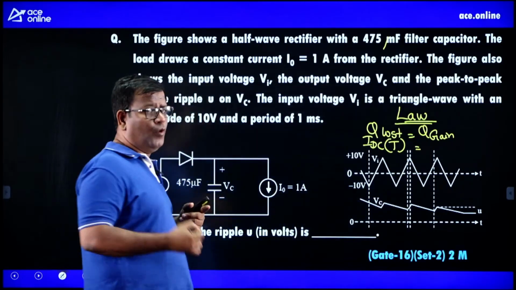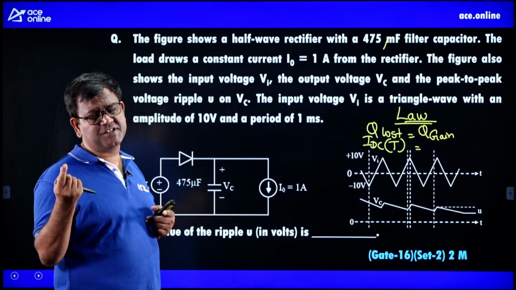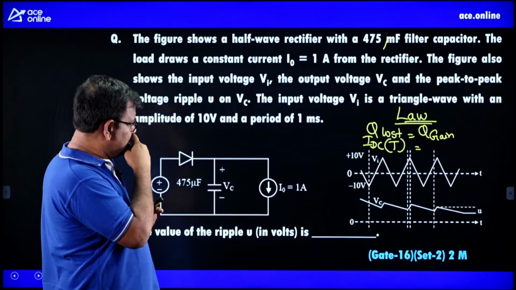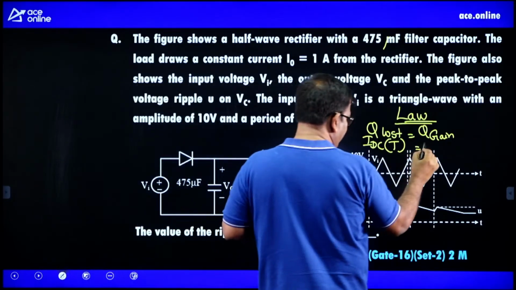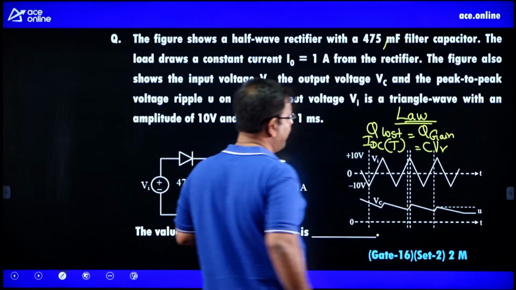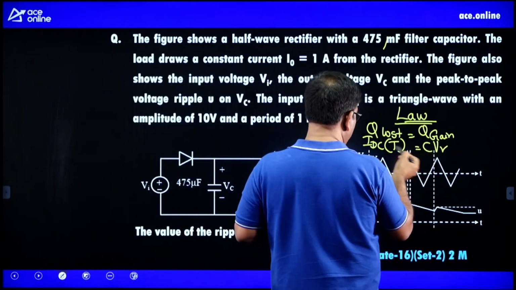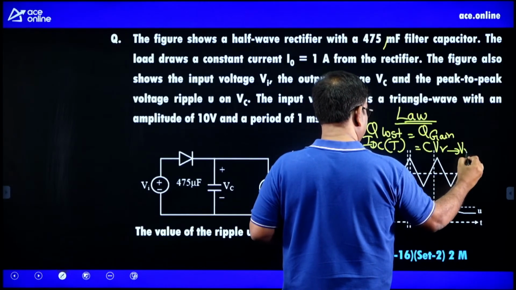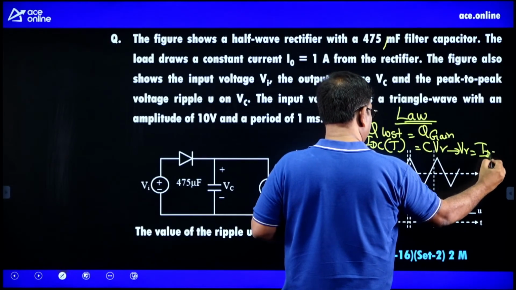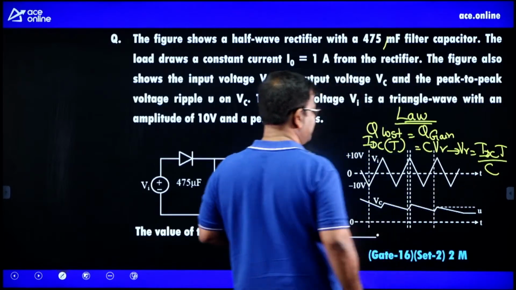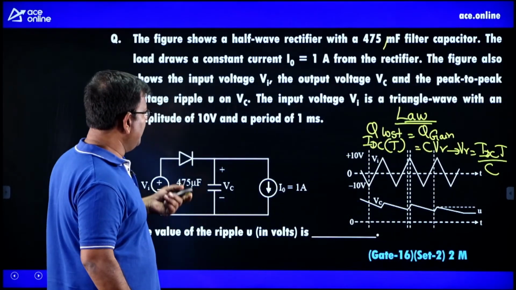Q in terms of voltage, because the ripple is actually a voltage. So what is the charge in terms of voltage? I think it's C into V. So he wants the ripple voltage VR. So VR is nothing but IDC into T by C. So it's a simple substitution problem.